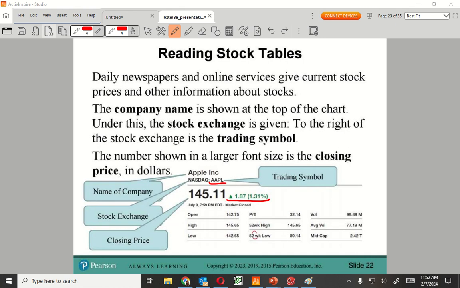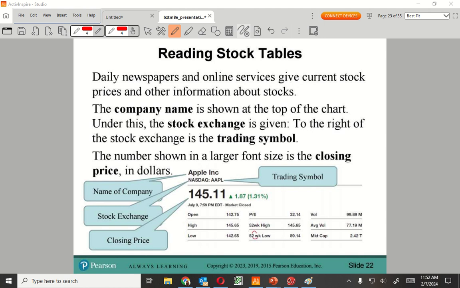So, reading stocks. Daily newspapers and online services give current stock prices and other information about stocks. The company name is shown at the top of the chart. Under this, the stock exchange is given. To the right of the stock exchange is the trading symbol. Right here, trading symbol, name of company. We've got Apple. The stock exchange is NASDAQ. You'll see NASDAQ or Dow Jones.